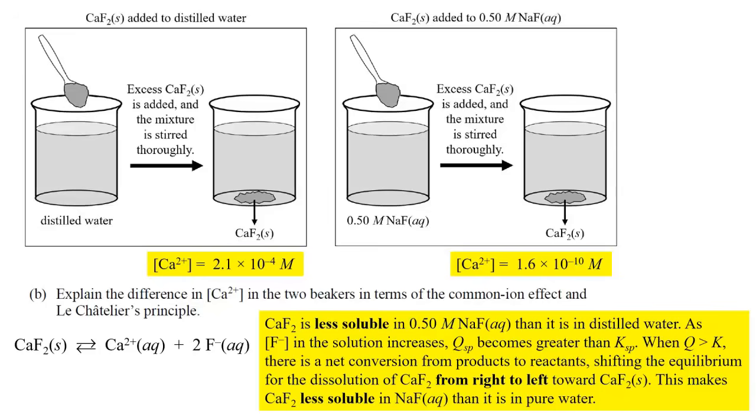So as the concentration of the fluoride ion in the solution increases, Q becomes greater than K. When Q is greater than K, there is a net conversion from products to reactants, shifting the equilibrium for the dissolution of calcium fluoride from right to left toward the solid calcium fluoride on the left side of the equation. And so this makes calcium fluoride less soluble in sodium fluoride than it is in pure water. So that is the answer to part B of question 9.